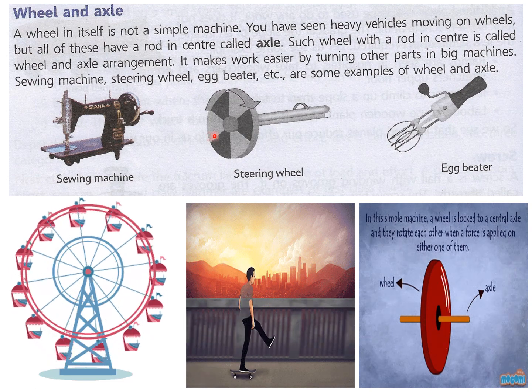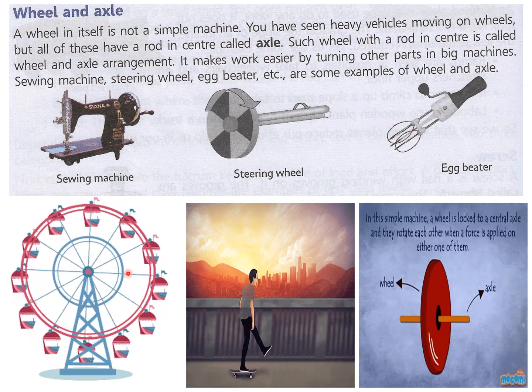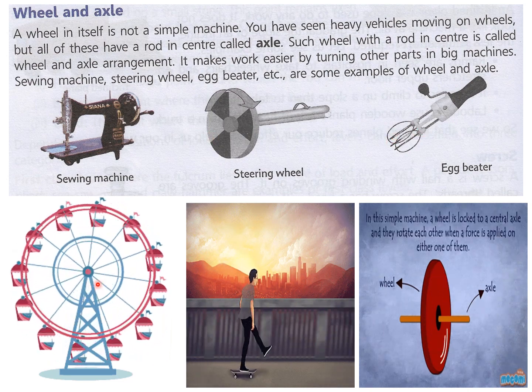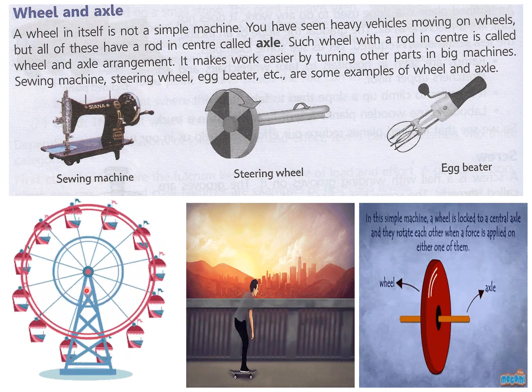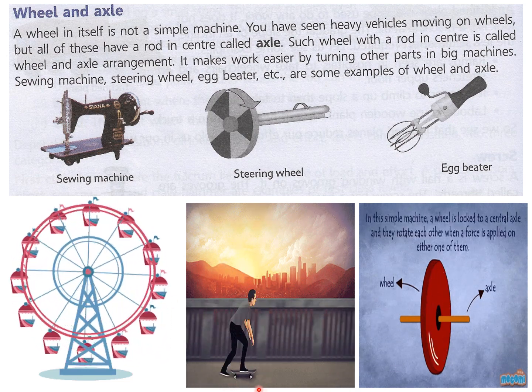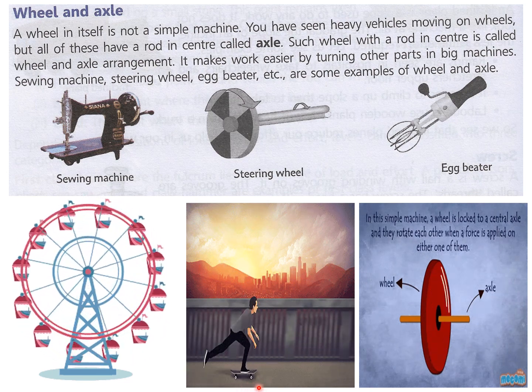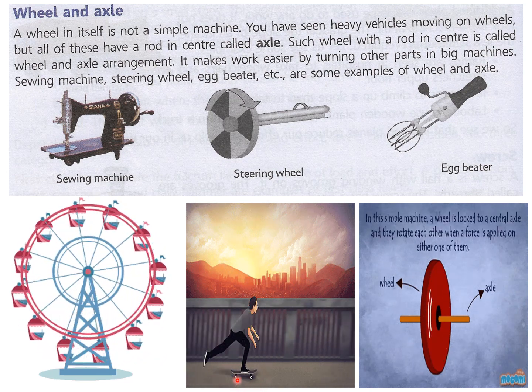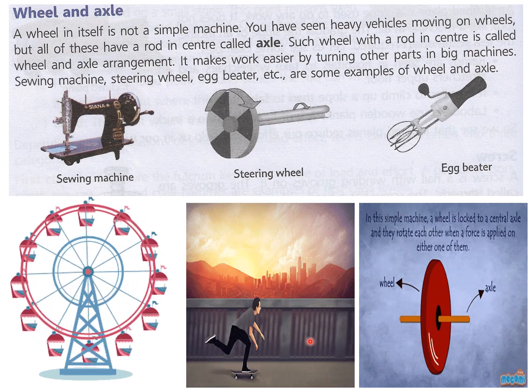You can see a few examples. You can see a giant wheel here. This is also an example of wheel and axle. This axle is moving through the center point. Then this skateboard also has two wheels like this, and there is a rod inside it, that is the axle.